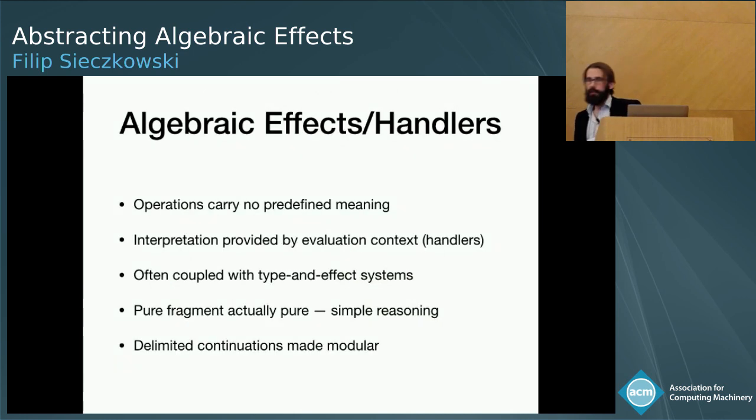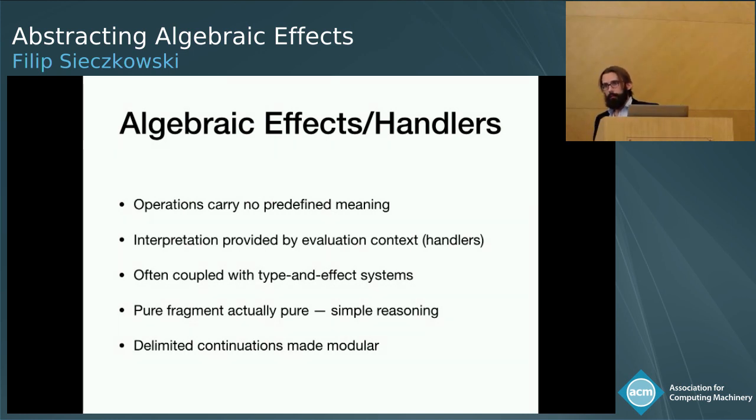The crucial point of algebraic effects is that operations carry no predefined meaning, and this is a nice generalization of errors, of exceptions, right? When we have an exception, the meaning is provided by the evaluation context. The meaning of the particular exception, the exceptional behavior, is provided by the handle clause. And this is a natural generalization that took quite a while to get to, right? And these are often coupled with type and effect systems so that we can keep track of which effects may be raised by the computation.